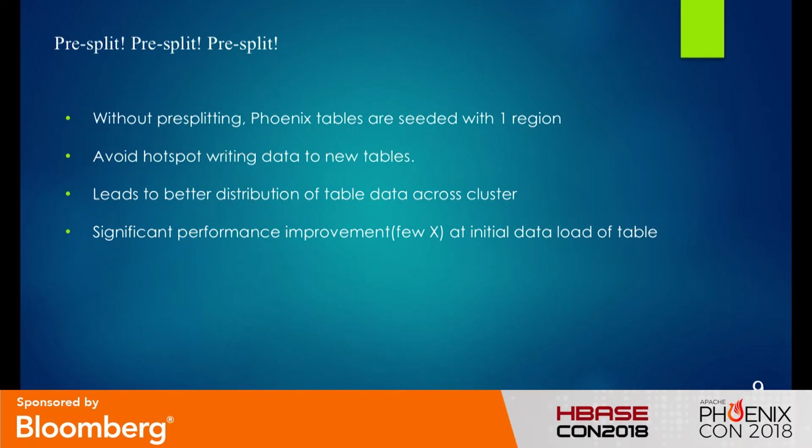So I would recommend pre-splitting the table. Whenever you pre-split the table, you will see a significant performance improvement, at least a few X. It's measurable: you can just see your regions spread across the cluster, and your data is also getting written at a very fast pace.